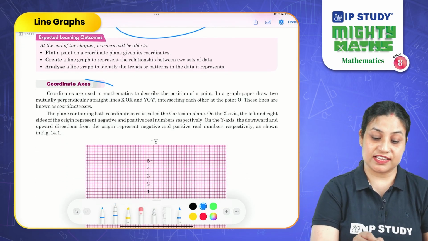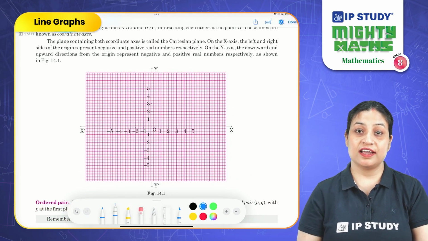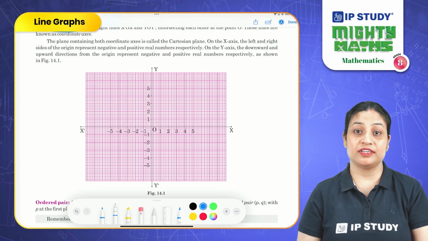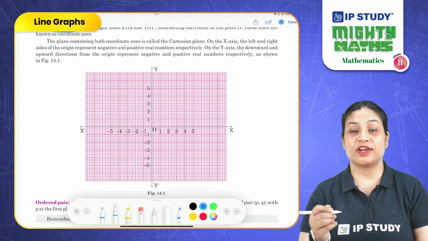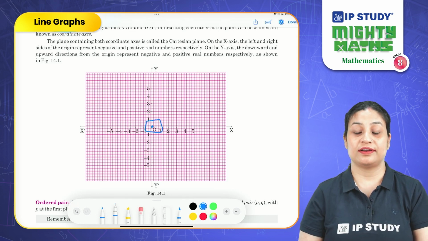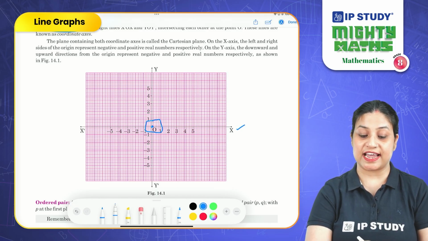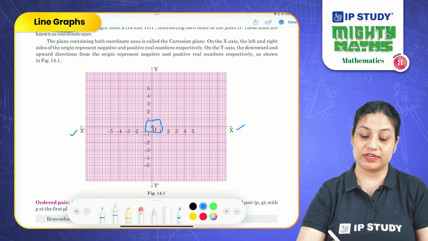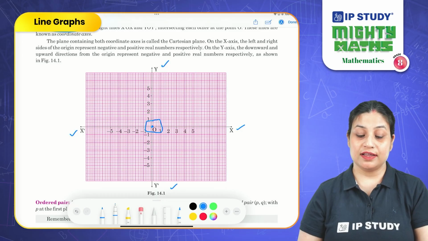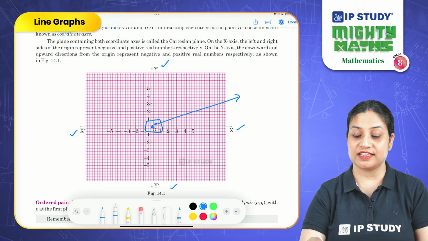So let's discuss first the coordinate axes. Suppose you have taken a graph paper like this and I ask you to divide this graph paper equally into 4 parts by drawing 2 lines in such a way that these 2 lines are perpendicular to each other and intersect each other at a common point, right? Let's say the name of the horizontal axis is XOX dash, and the name of the vertical axis is YOY dash, right? Now the point at which these 2 lines intersect each other, we call this point the origin.